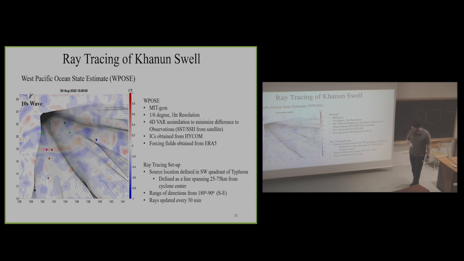So our ray tracing setup just defines the source location in the southwest quadrant of the typhoon. So our typhoon would be right around here at this stage. And we define it as a line spanning diagonally across the southwest quadrant from 25 to 75 kilometers from the cyclone center, and a range of directions starting at 180 degrees straight south at the furthest point and closest to the storm, straight east. So that we cover our buoy array pretty well with rays. And you can see already from this animation that we have swell focusing bands from the refraction due to the currents.